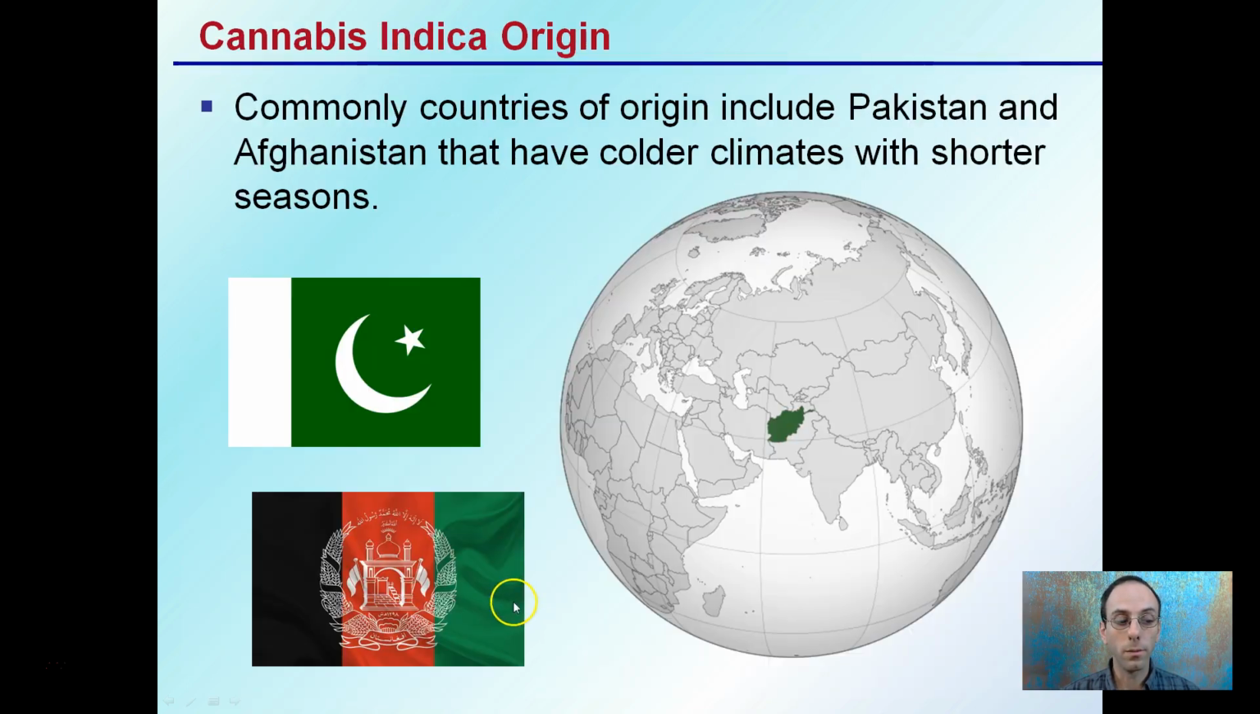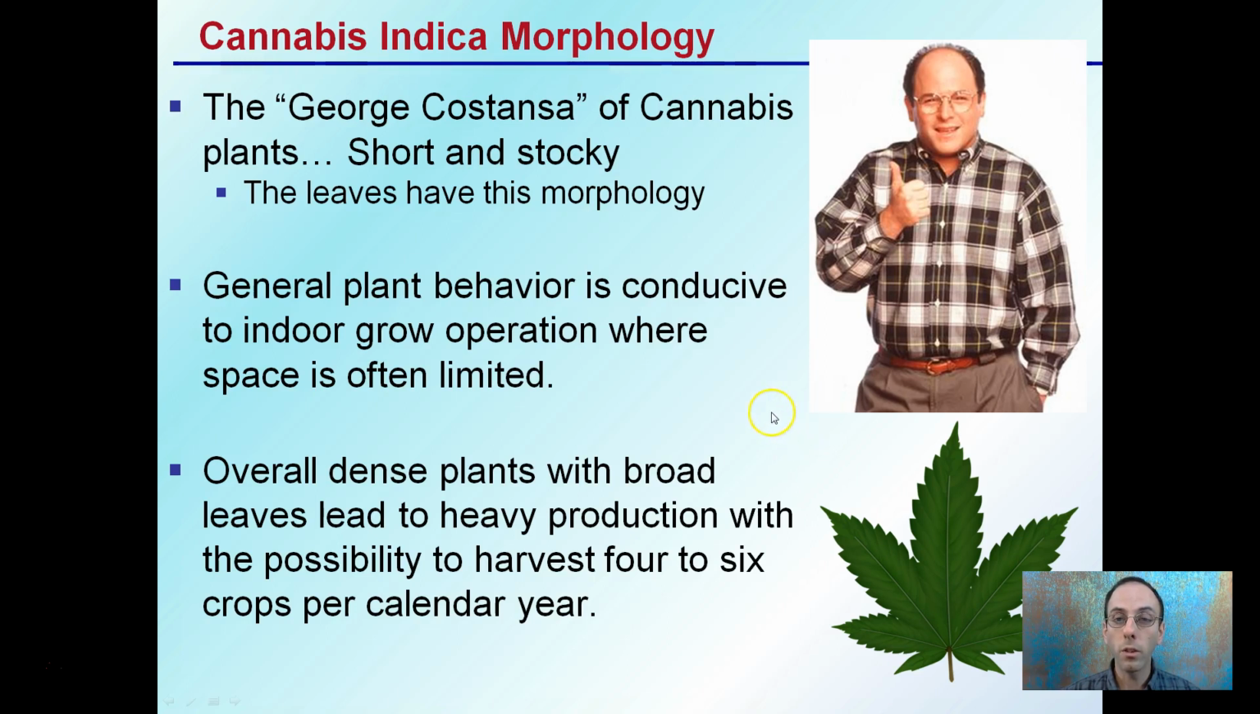So Cannabis Indica: the origin is commonly the countries of Pakistan and Afghanistan, with colder climates and shorter seasons. That's where the Indica can be traced back to. The morphology, I call it the George Costanza of plants. It's short and stocky.